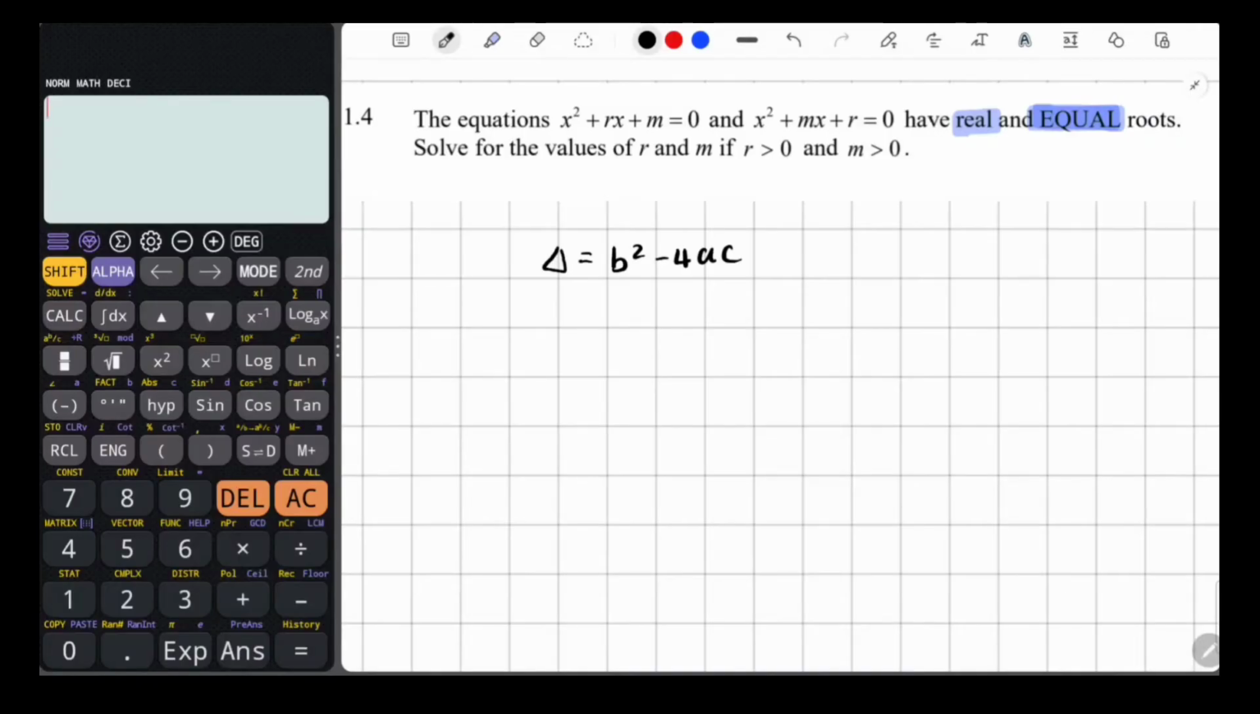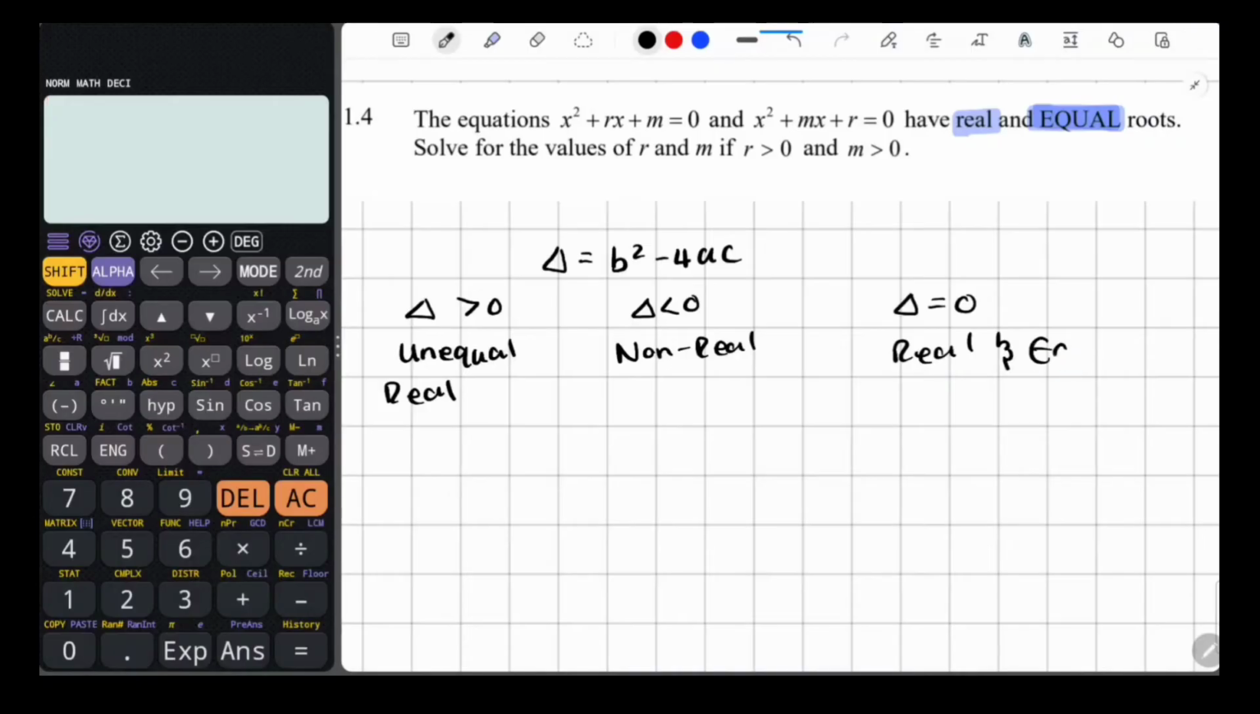So I can lay down the different categories of roots that you can get using delta. If delta is greater than 0, you're going to get roots that are unequal. They will be real, but they'll be unequal. If delta is less than 0, your roots will just be non-real. And if delta is equal to 0, you're going to have roots that are both real and equal.